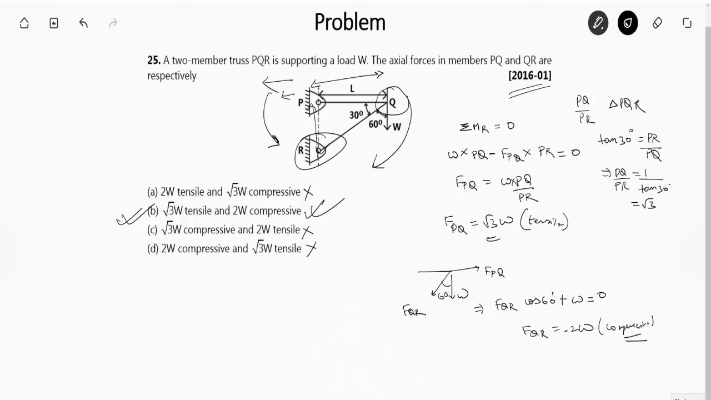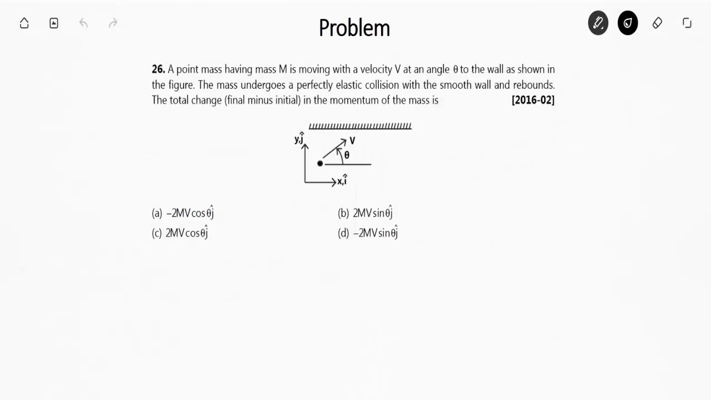Now moving to the next question. So friends, this is a GATE question from the year 2016, set 2. So what is the question saying? The question is saying a point mass having mass m is moving with a velocity v at an angle theta to the wall as shown in the figure. The mass undergoes a perfectly elastic collision with the smooth wall and rebounds. The total change (final minus initial) in momentum of the mass.